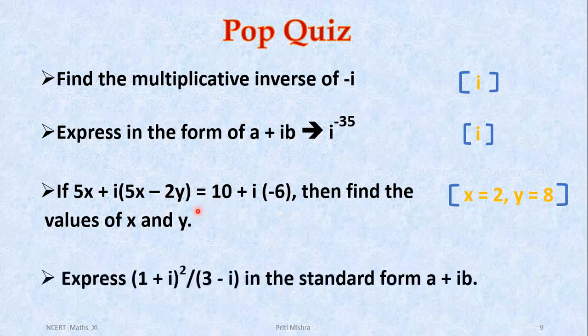Now let's have the last question. Express 1 plus i whole square upon 3 minus i in the standard form a plus ib. Yes. So the answer is minus 1 upon 5 plus 3 upon 5i. Here you just have to use the conjugate of 3 minus i, multiply with that in the numerator and in the denominator. Then you will be able to change it in the form of a plus ib.